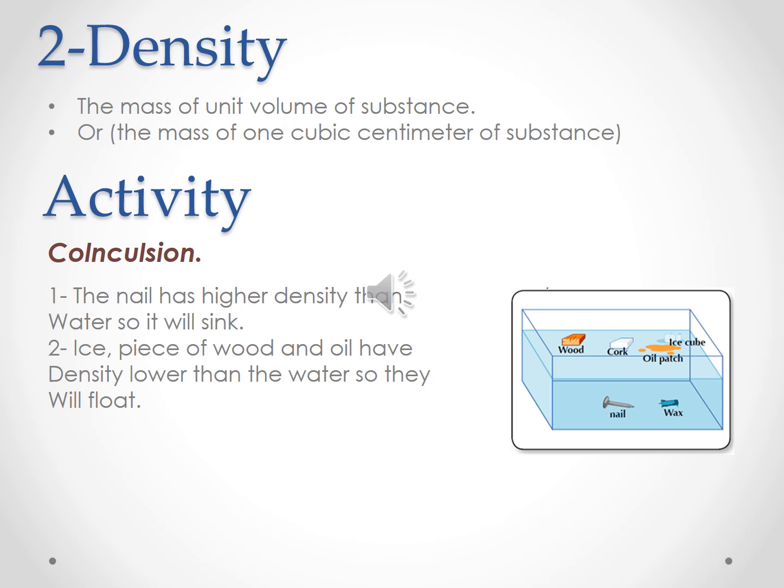I'll ask you a question. If I ask you to hold two cubes in your hand, the two cubes have the same volume, 1 cubic centimeter and 1 cubic centimeter. The first one is made of wood and the second one is made of iron.